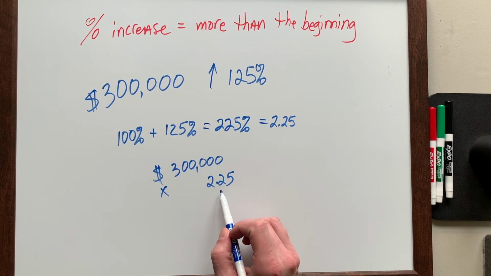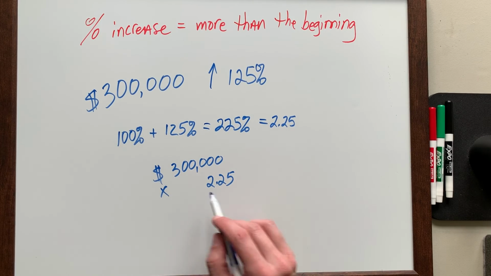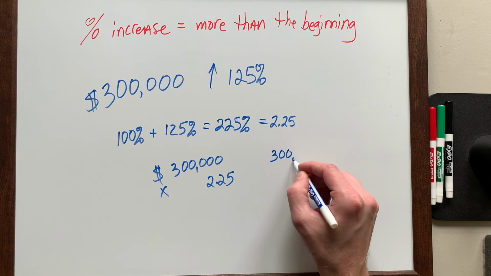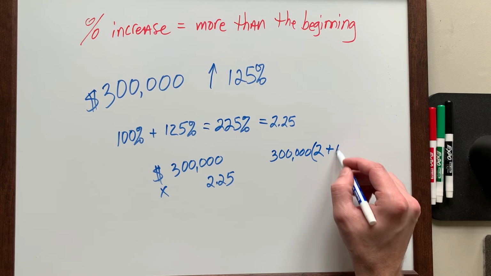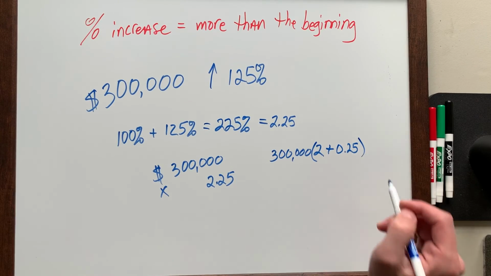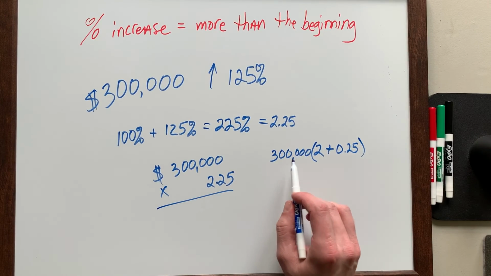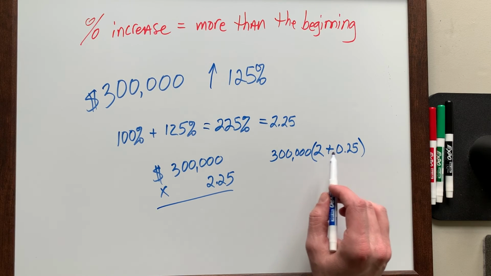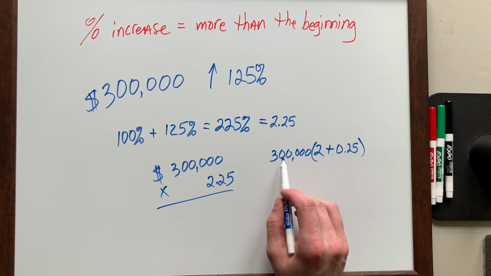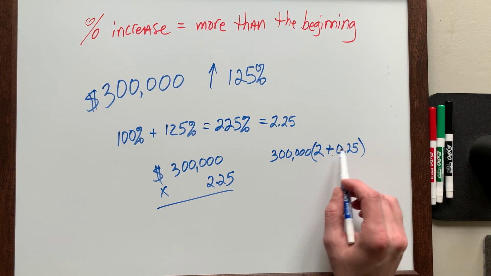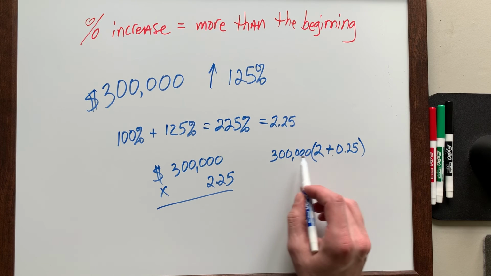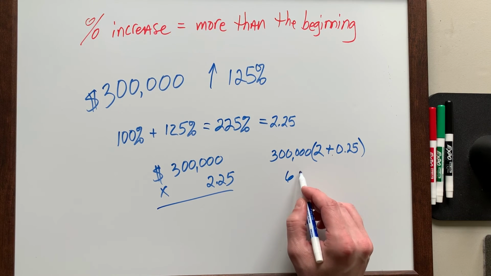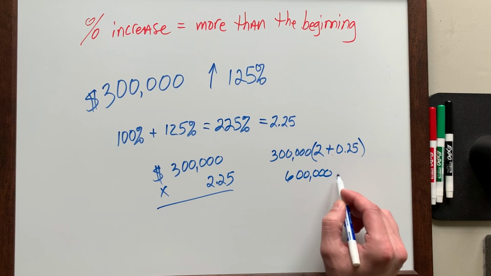What I'm going to do is break this up into 2 problems, just to show you another way to think about this. This is the same as 300,000 multiplied by 2 plus 0.25, which is a quarter. So I know that the answer to this problem is the same as 2 times 300,000 plus 0.25 times 300,000. And 0.25, if you think money, this is like a fourth, okay? So the first thing I'm going to do is double it. 2 times 3 is 6, and then the zeros just come along for the ride.